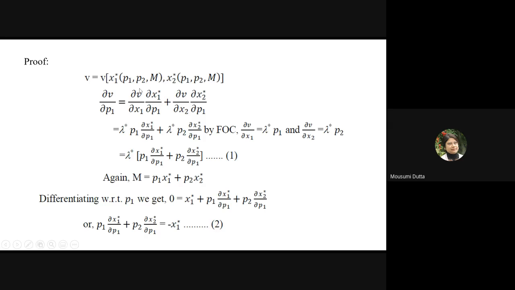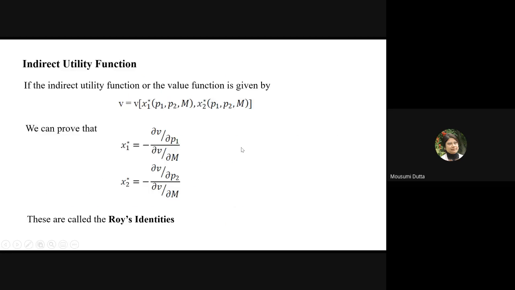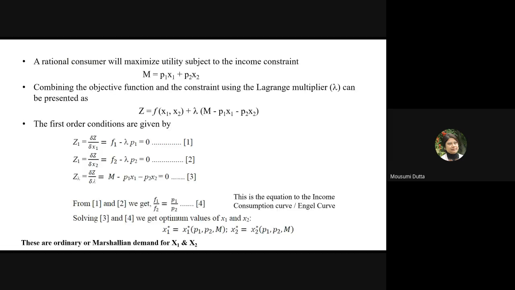Now I am replacing del v by del x1. That is the differentiation of utility with respect to x1, which is lambda star p1. And similarly, del v by del x2, I am substituting using lambda star p2. Now, from where are we getting this lambda p kind of solution? Let's go back to our utility maximization exercise.